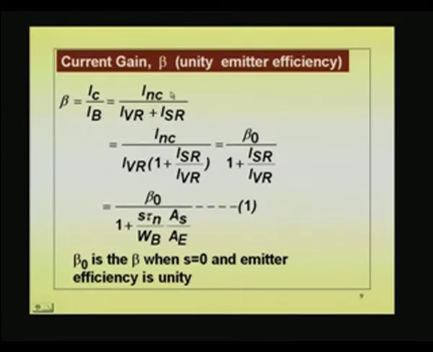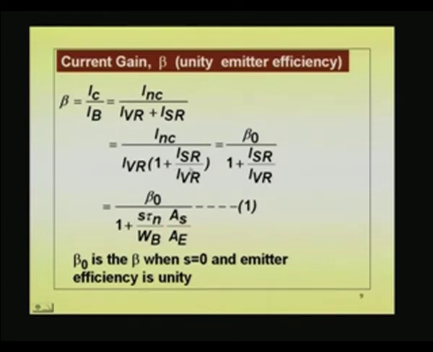When the emitter efficiency is unity, the beta is INC, the electron current injected into the collector, divided by volume recombination plus surface recombination. I can pull this IVR out, and then it becomes ISR by IVR. So, what is this quantity INC by IVR? That is the one that we have just now calculated as 10 to the power 5. That is the beta if emitter efficiency is unity and surface effects are negligible.